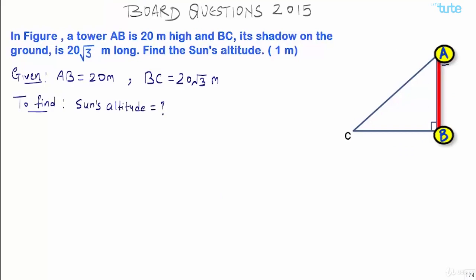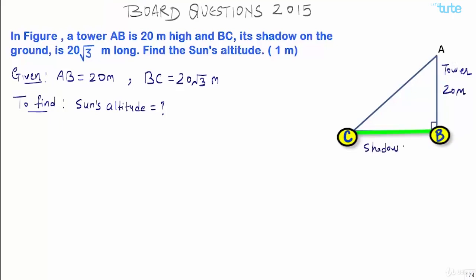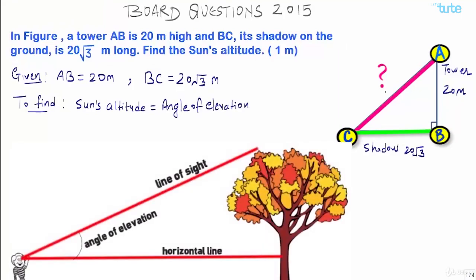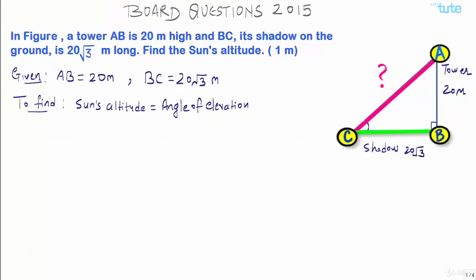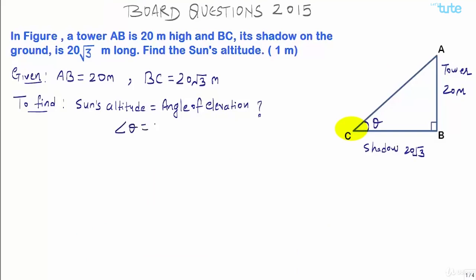We will now label the things. So we have given AB as the tower, which is 20 meters high, and BC is its shadow, that is 20√3 meters. We are asked to find out the sun's altitude. Remember that the sun's altitude is nothing but the angle of elevation of the sun, which in this diagram is the angle C. So let me denote this angle C by the angle theta. Our main task is to find out this angle theta.